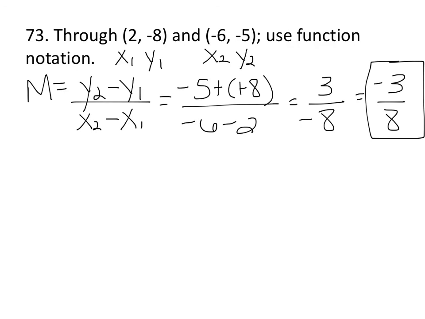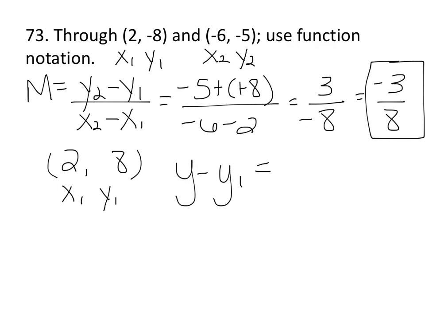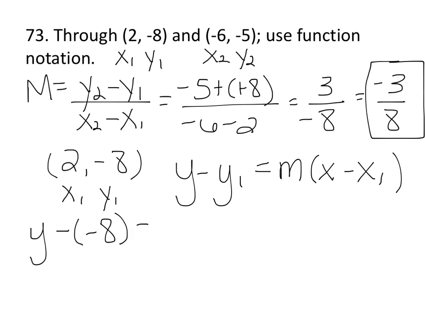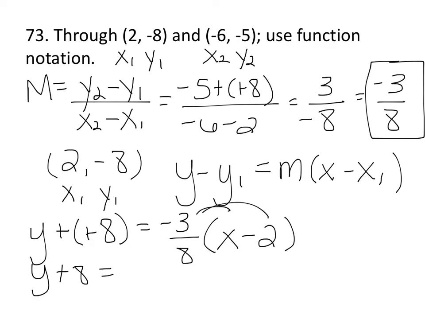You're going to choose either point. I'm going to choose 2, negative 8, because the other one has 2 negatives. So label it x1, y1. So you have y minus y1 equals m times x minus x1. So y minus negative 8 is equal to negative 3/8 times x minus 2. Add a line, change the sign. So we have y plus 8 equals, let's go ahead and distribute, negative 3/8 x plus, because it's a negative times a negative, 6/8, because 3 times 2.